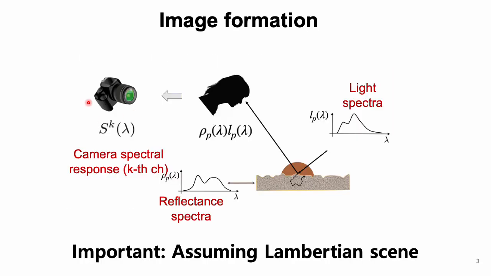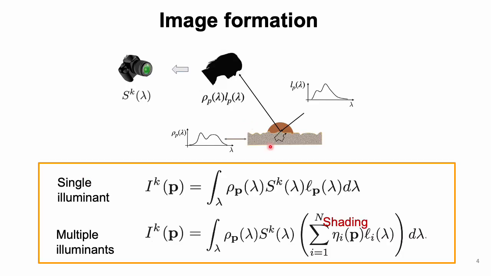Let's assume that the scene is Lambertian and is imaged by a 3-channel color camera. Here, the camera has camera spectral response Sk(lambda), the scene has reflectance spectra rho_p(lambda) at pixel p, and the illumination has light spectra of L_p(lambda) at pixel p. Then, the intensity of the image observed at a pixel p can be expressed as this. And when the scene is lit by n different light sources, the intensity can be expressed as this.